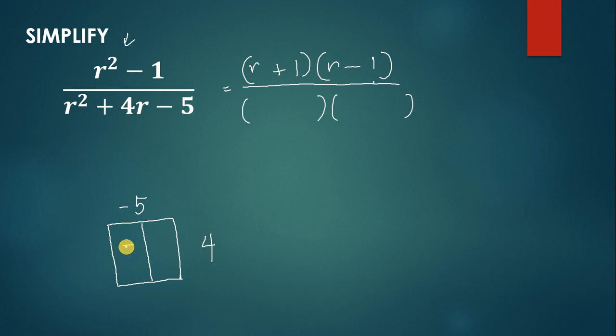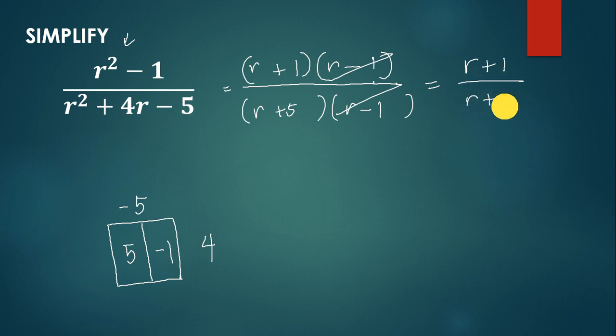So that is positive 5, and then negative 1. Tama? So 5 times negative 1 is negative 5, and then 5 plus negative 1, that is positive 4. So the answer will be, or the factors are, r plus 5 and r minus 1. Okay? Then do the cancellation. And cancel tayo. So the answer will be r plus 1 over r plus 5. Final answer.